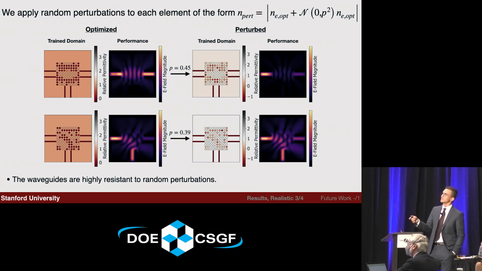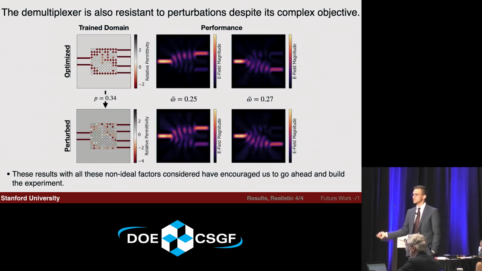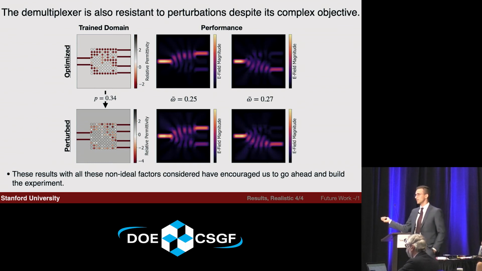We applied mean zero Gaussian noise that's scaled by the optimal density to each element, with the standard deviation given by this parameter p. And we had to increase p to these values to see any degradation in performance. So the waveguides are really resistant to random perturbations, and the demultiplexer is likewise very resistant, with a p-value required of 0.34. So the results with all these non-ideal factors considered have encouraged us to go ahead and build the experiment. That's what we're working on right now in the lab.